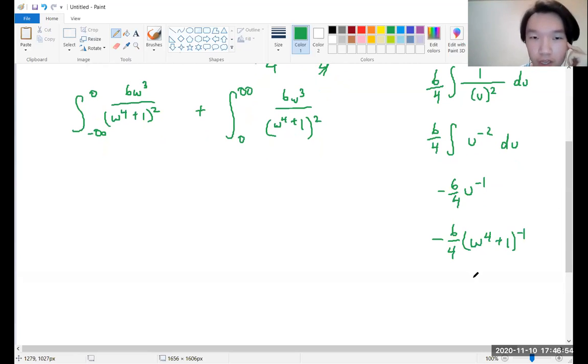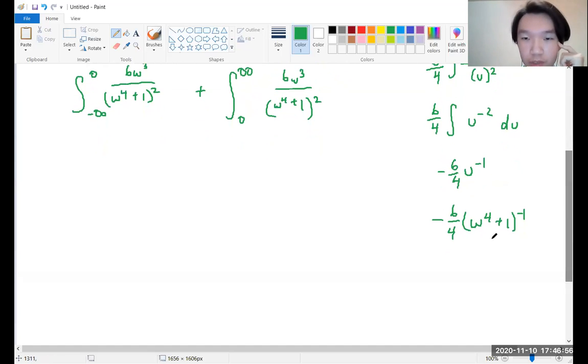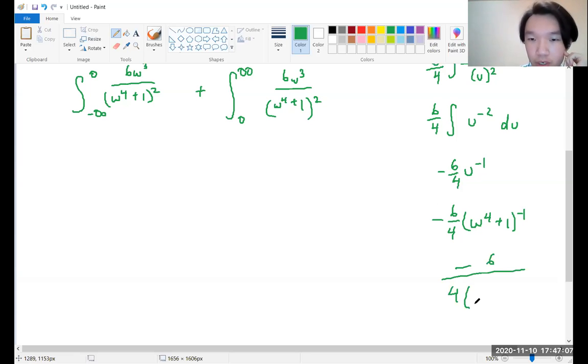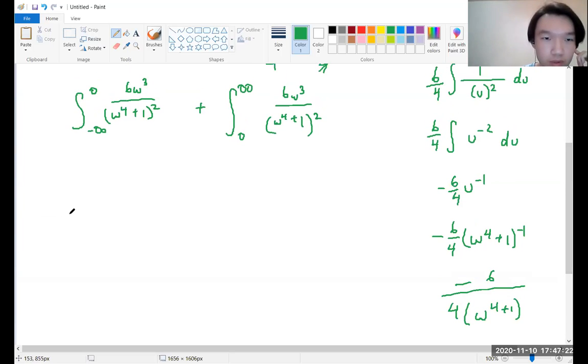Okay, and then let me just rewrite this in simplest form because we're gonna have to evaluate it later. So it's probably better to do that. So -6 over 4 times w to the 4th plus 1 to the +1 power, okay? So this is our result. We are going to have to evaluate this result by going back to our integral here.